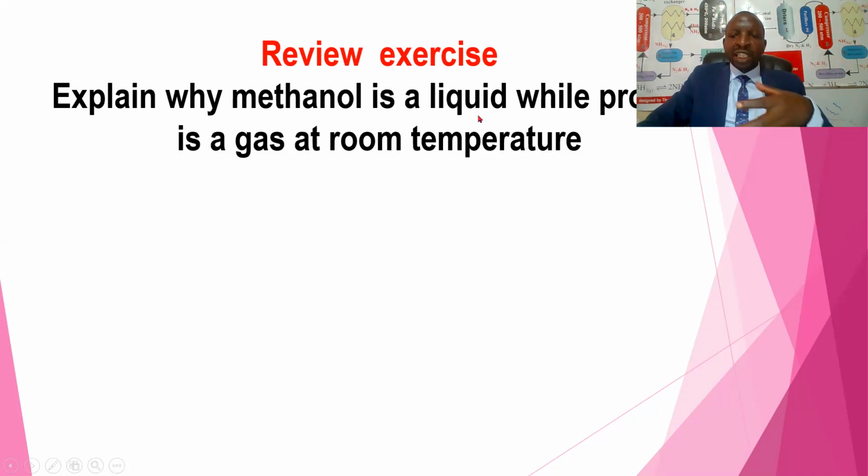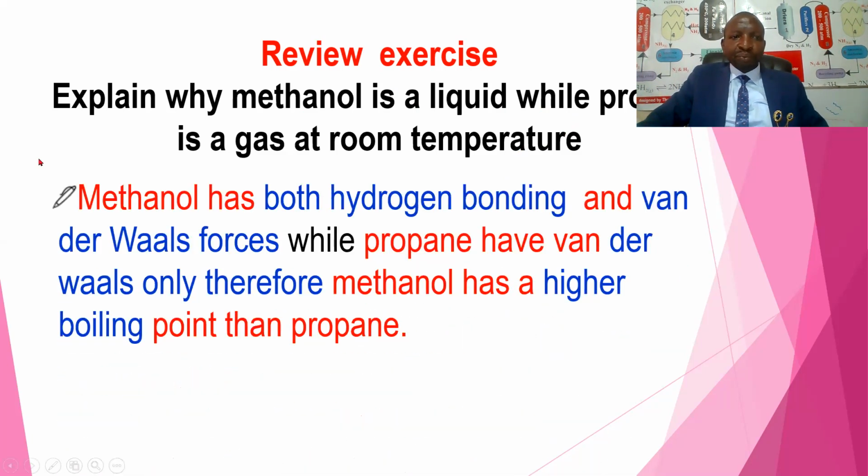So this question is synonymous with being asked why methanol has a higher boiling point than propane. So look at the correct answer. Methanol has both hydrogen bonding and van der Waals forces. Those are the two intermolecular forces of attraction, while propane has the van der Waals forces only. Therefore, methanol has a higher boiling point than propane.